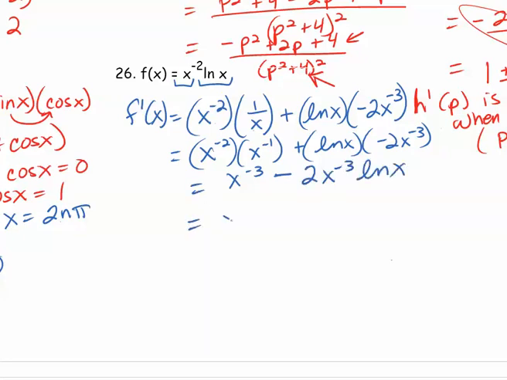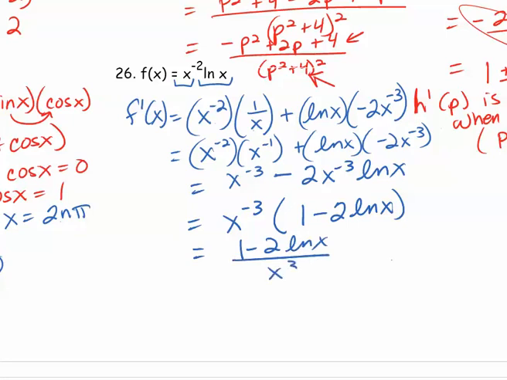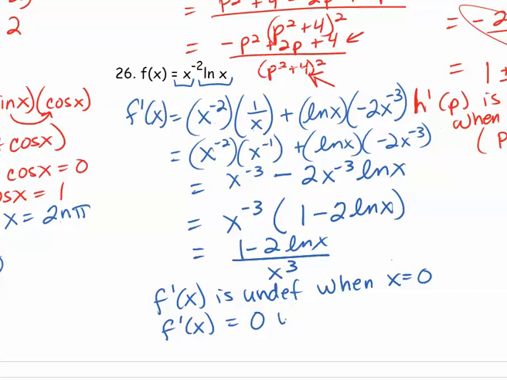So when we want to factor this, we can factor out our x to the negative 3, and we'll have 1 minus 2 ln of x. Or if you prefer, 1 minus 2 ln of x over x cubed. So our critical numbers: we know f prime of x is undefined when the denominator is 0, so that would be when x is equal to 0, and f prime of x is equal to 0 when the numerator is equal to 0.